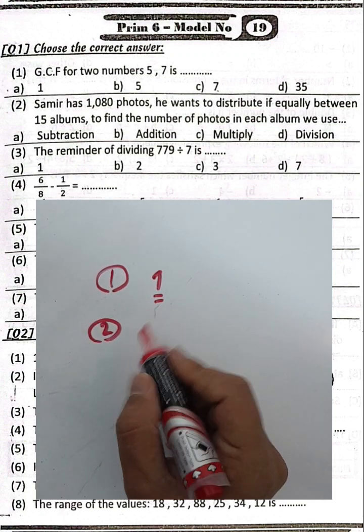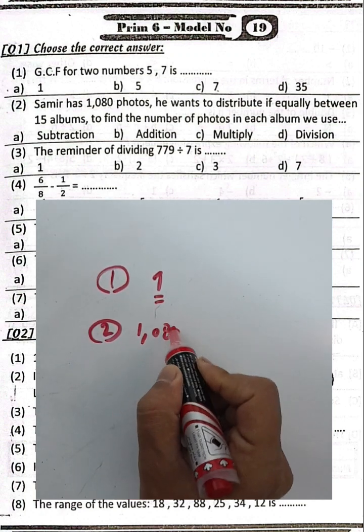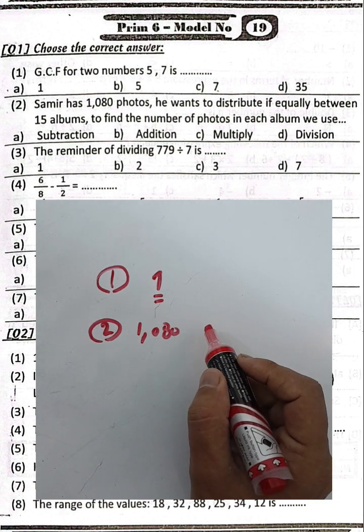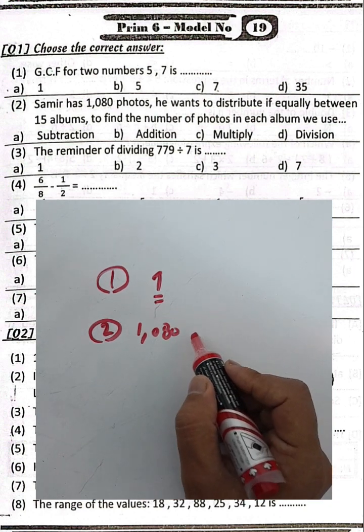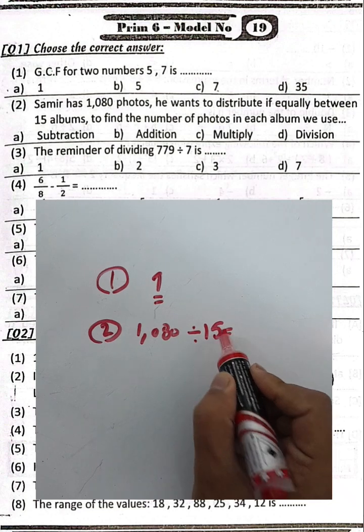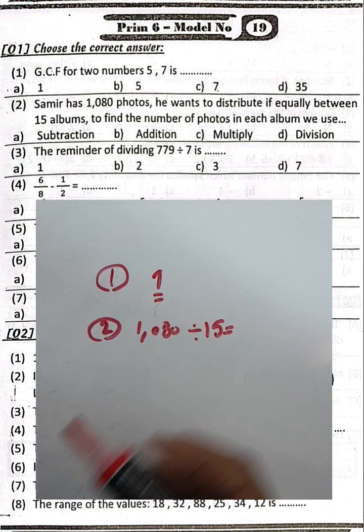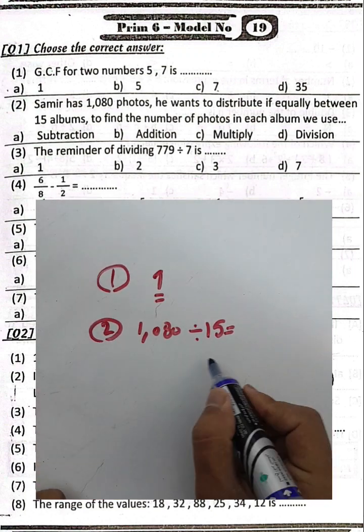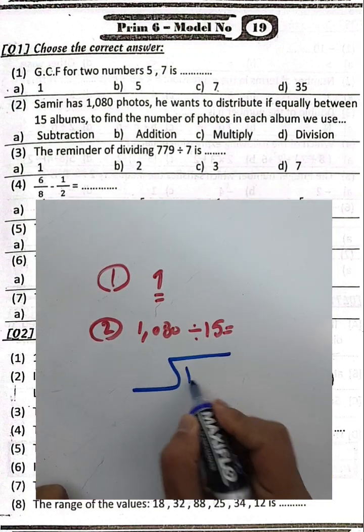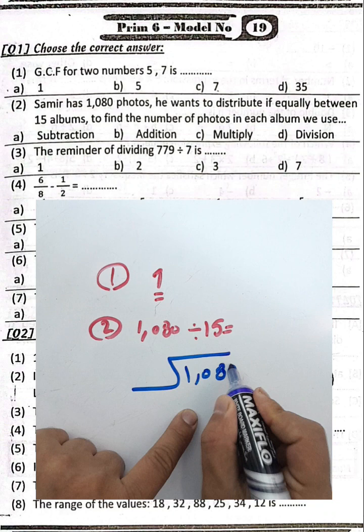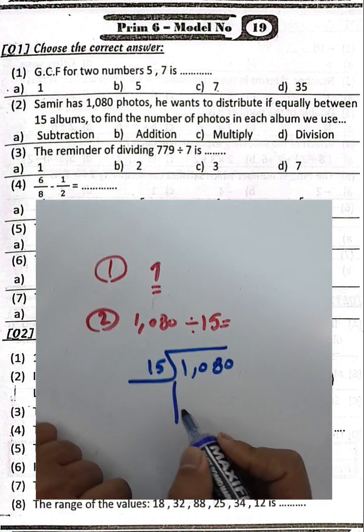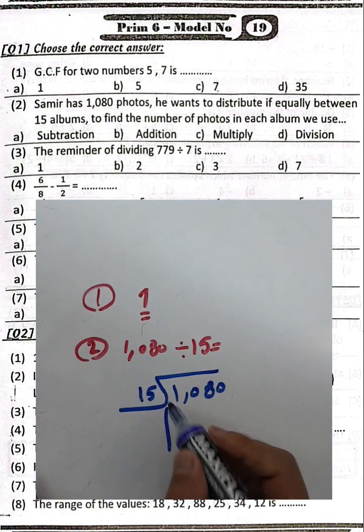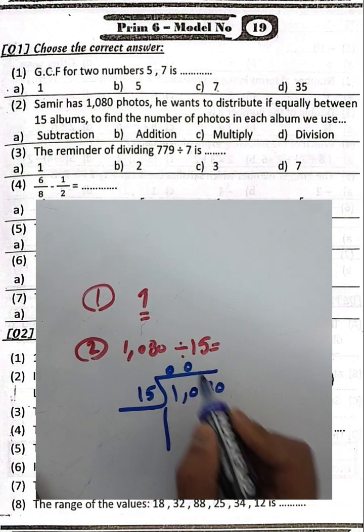Number 2. Samir has 1080 photos. He wants to distribute them equally between 15 albums, so divide by 15 to find the number of photos in each album. Write the dividend here and the divisor. 1 divided by 15, we can't do it. 10 divided by 15, we can't either.